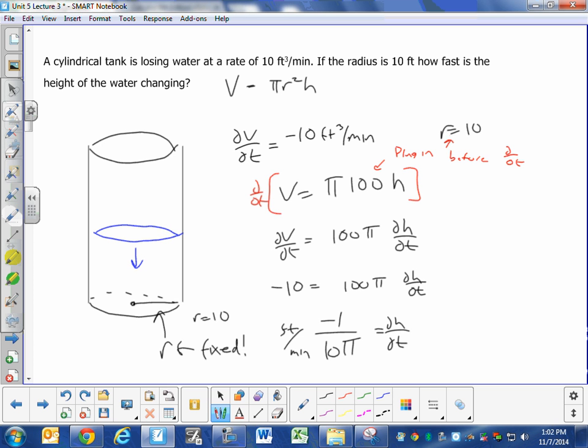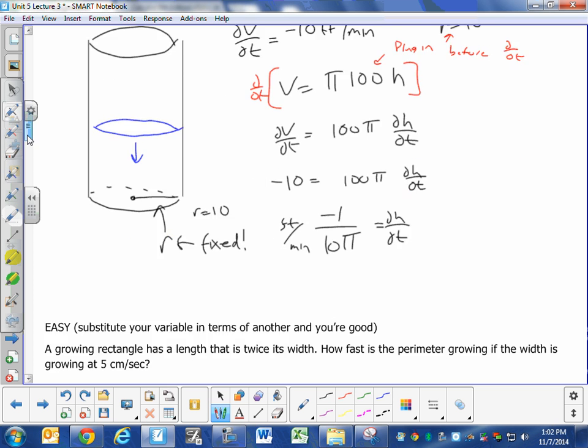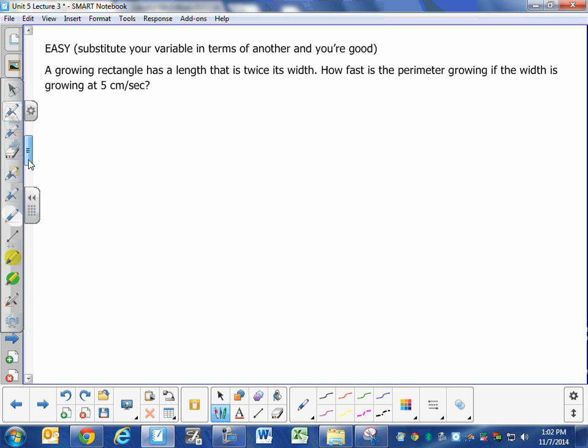Good. All right. So those are easy ones. These are also easy, but it's a little different. Told the growing rectangle has a length that is twice its width. How fast is the perimeter growing if the width is growing at 5 centimeters per second?